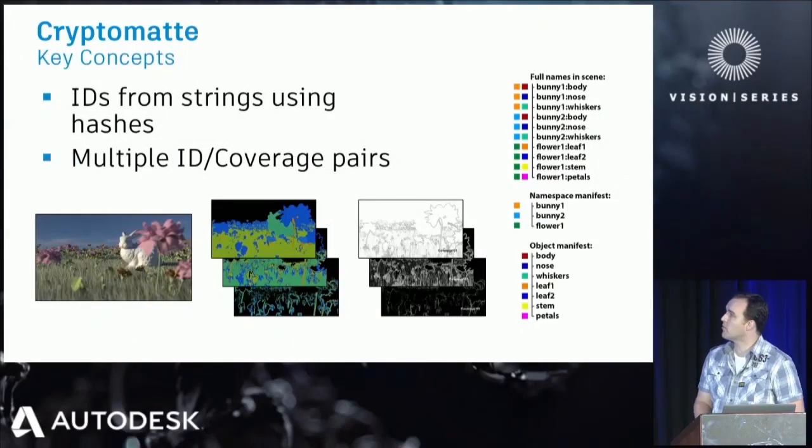Okay, so that's basically how it works. There are really two key ideas here. The first one is that we generate our numerical IDs from the strings that are already in the scene using a hash function. So you get predictable ID values from frame to frame and from shot to shot. We also essentially adapted the idea of ID coverage to use multiple ID coverage pairs. In this way, we're able to get perfect mattes for objects with soft edges that might come from opacity, depth of field, motion blur, etc.